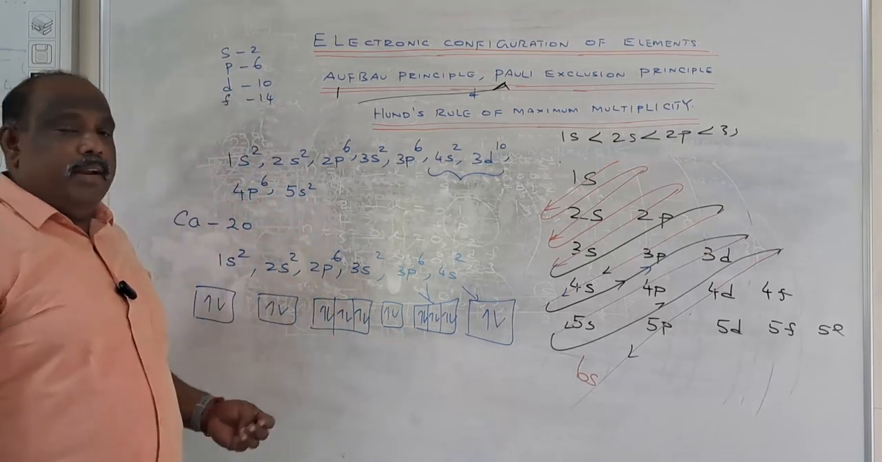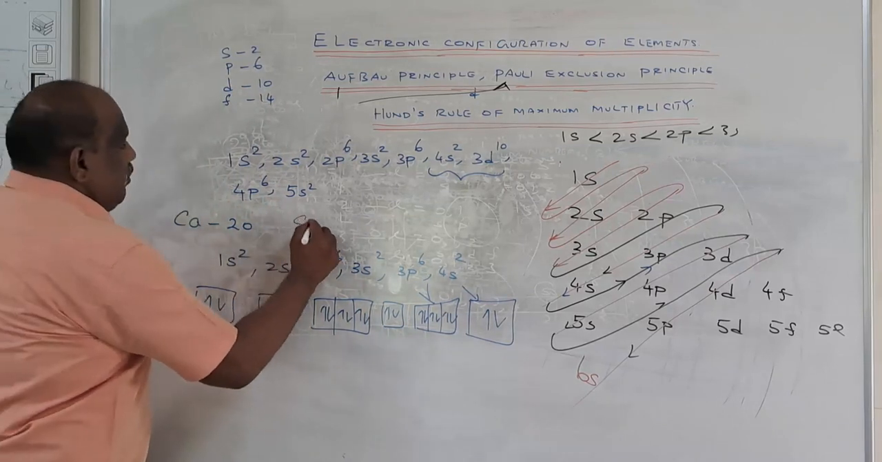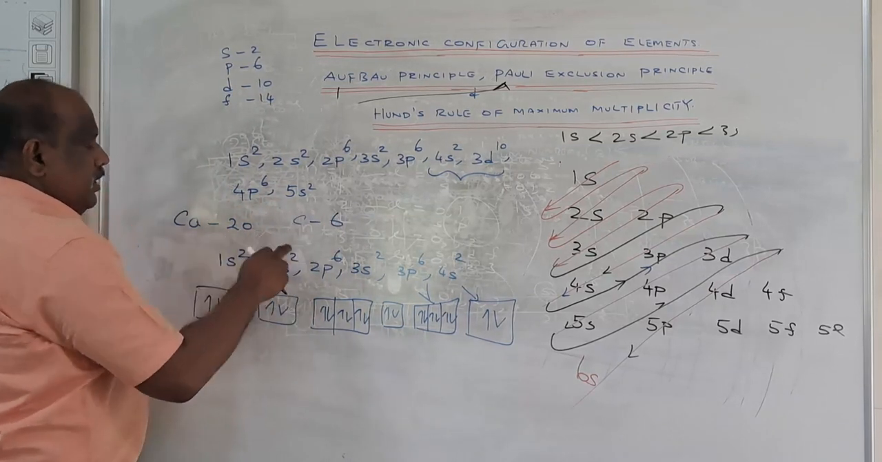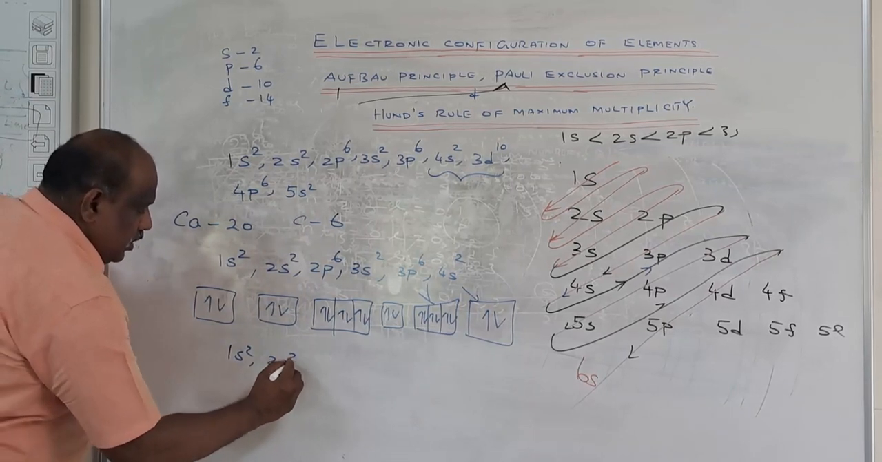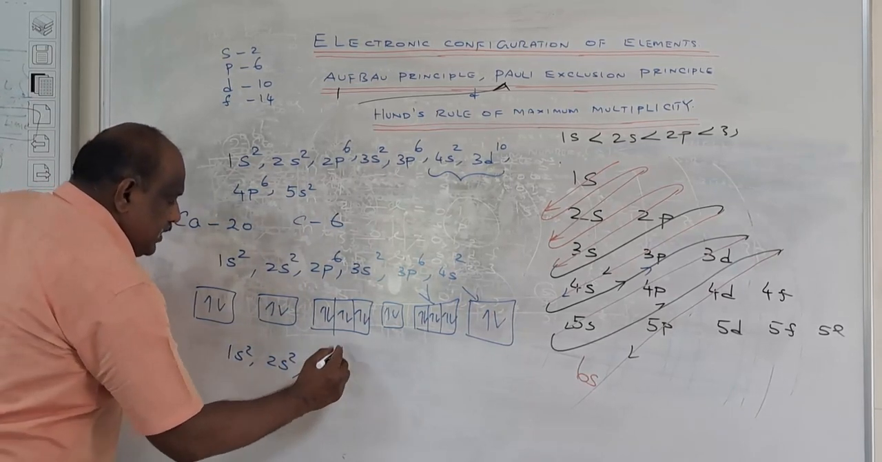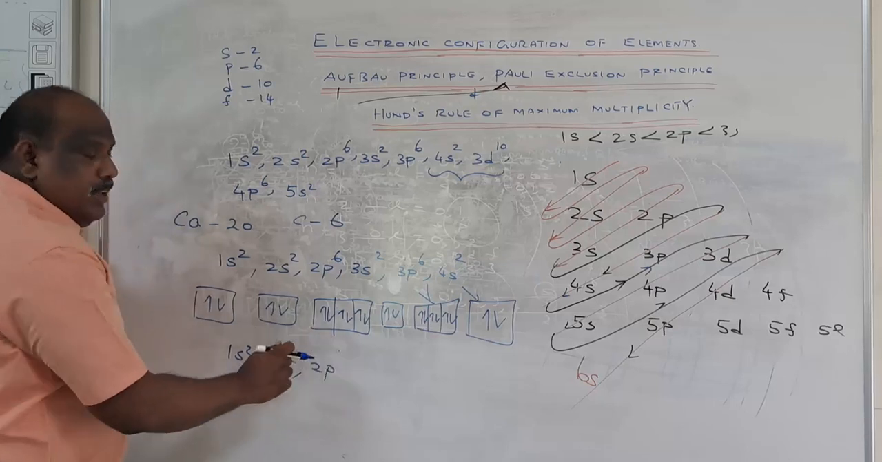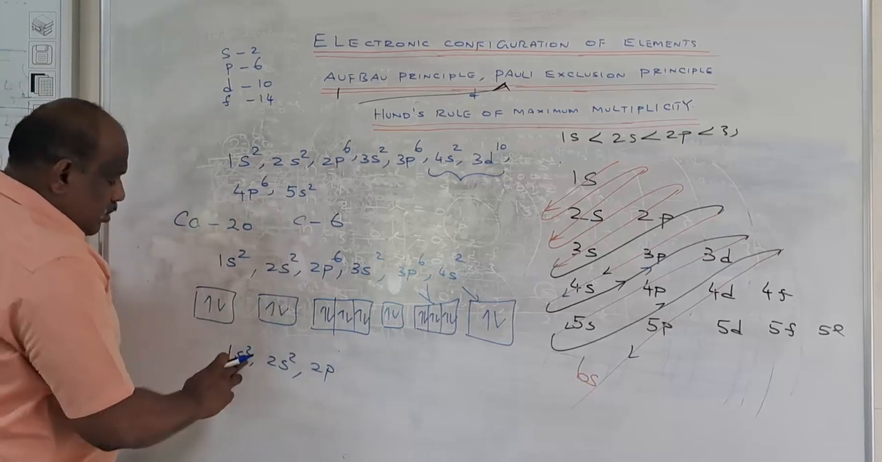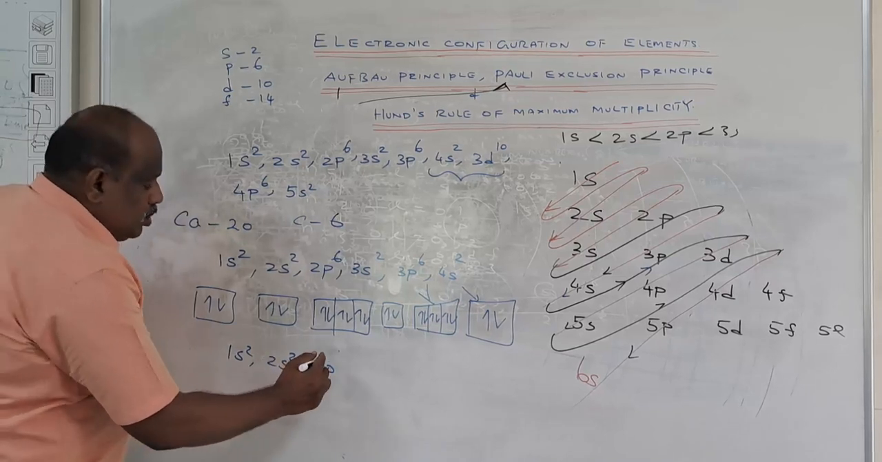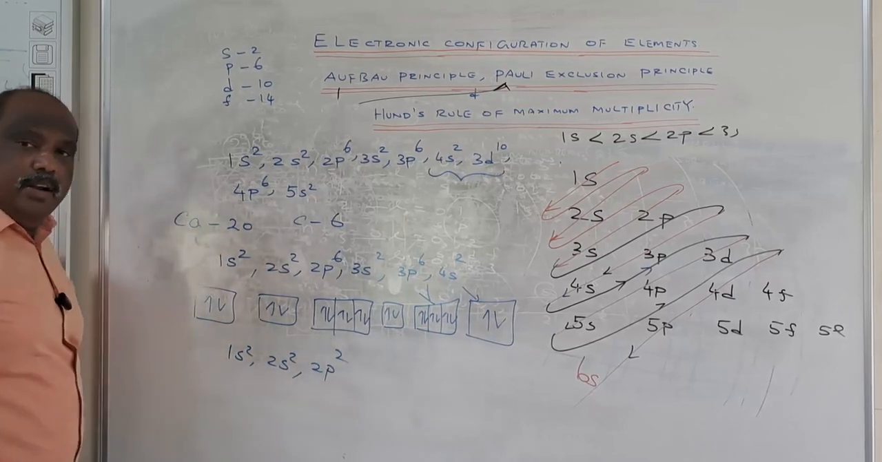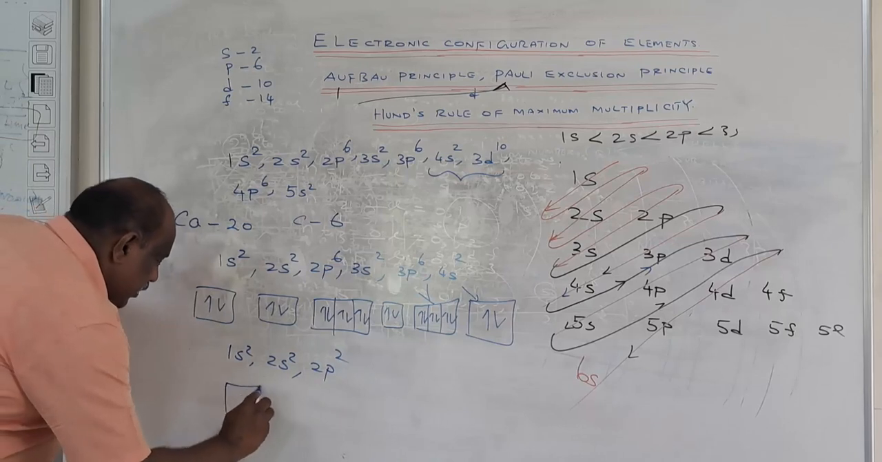You can write for carbon. Carbon is very important because organic chemistry depends on carbon. Its atomic number is 6. So how to write? 1s2, 2s2. Then how do I have to write? 2p6? No, don't write 2p6, because the total number of electrons is 6. So 2 is over, 4 is over now. Remaining is 2. So we have to write 2p2. So what is the electron configuration now?